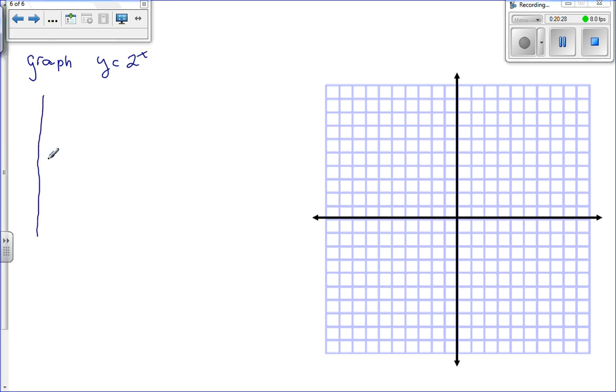So we just did exponential graphs. We always start with -2, -1, 0, 1, and 2. 2 to the -2 is 1/4. 2 to the -1 is 1/2. 2 to the 0 is 1. 2 to the first is 2. And 2 to the second is 4. So at -2, we have 1/4. At -1, we have a half. At 0, we have a 1. At 1, we have a 2. And at 2, we have a 4.